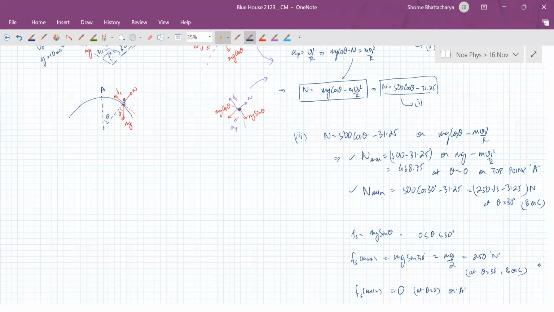Yes, sir, tell me. Why are we taking the normal reaction to be maximum at theta equal to 0 degrees only? Because see the formula for normal reaction that you got, that formula is mg cos theta minus mv square by r, no? So cos theta is what type of function? As you're varying your position from B to C, going uphill from B to A and then downhill from A to C, what is varying basically?